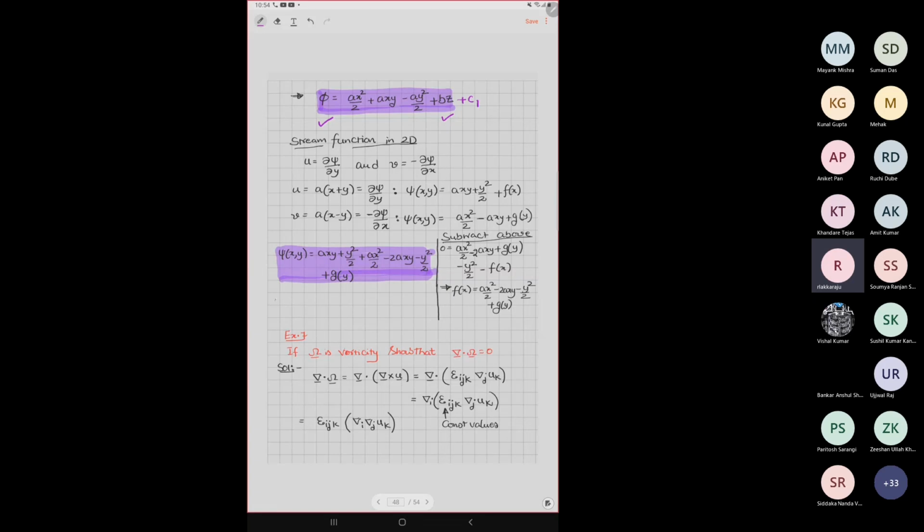Similarly, the stream function you would like to solve is very easy. u is equal to del psi by del y, v is equal to minus del psi by del x. So u, a of x plus y, is equal to del psi by del y. So one can integrate it to get psi. Similarly, v is equal to a of x minus y, so integrate it to get your psi of xy. Out of them, what is the common thing? That is the way one can solve for psi of xy.